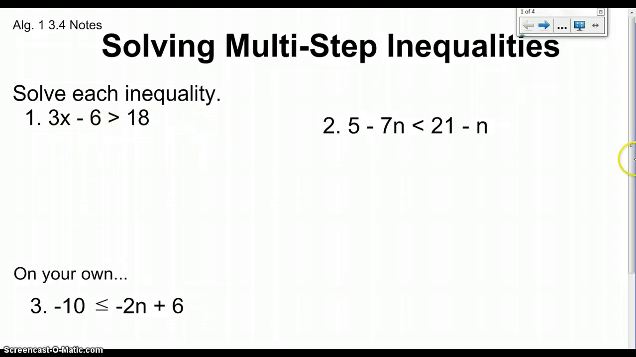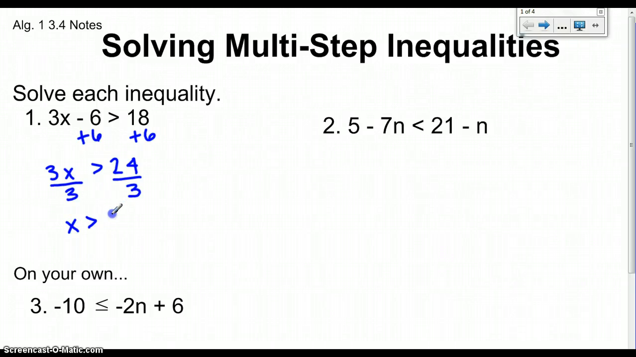So for number 1, the first thing we need to do to get x by itself is add 6 to both sides. And then we get 3x is greater than 24. Now to get x by itself, we need to divide by 3 on both sides. And we get x is greater than 8 as our answer. It's exactly what we've been doing, but we're just adding a couple extra steps.